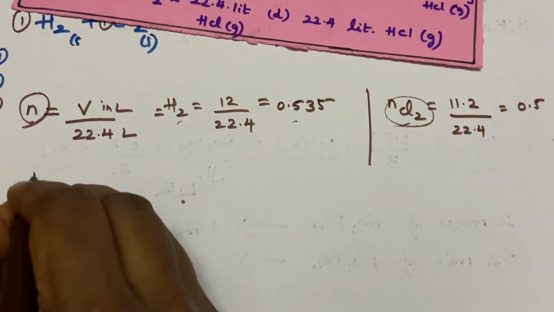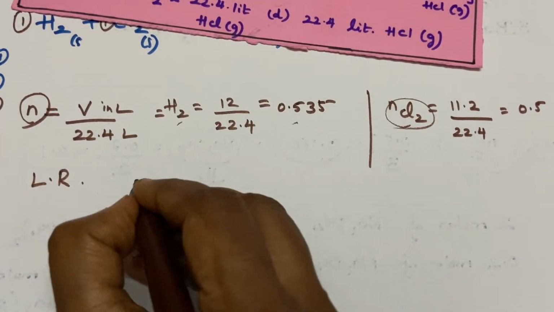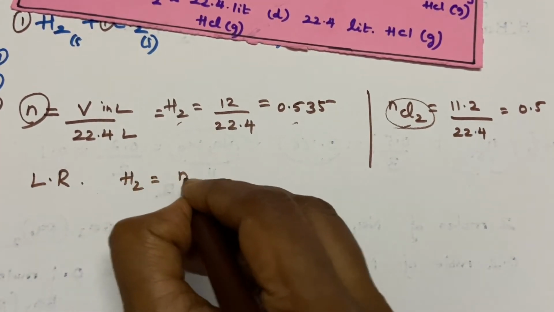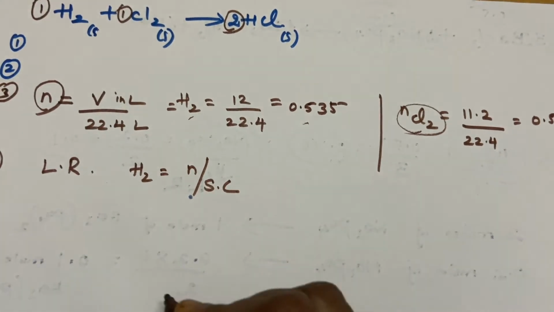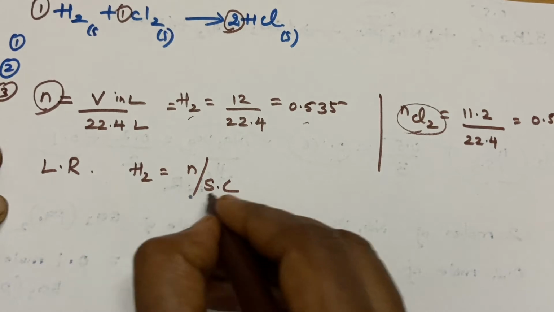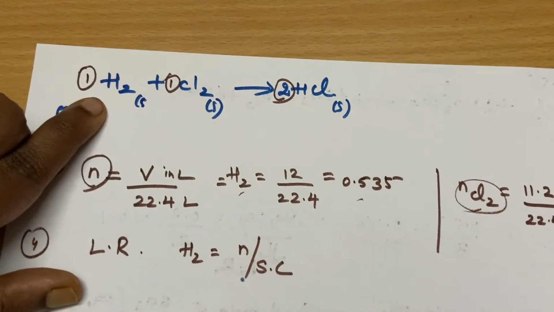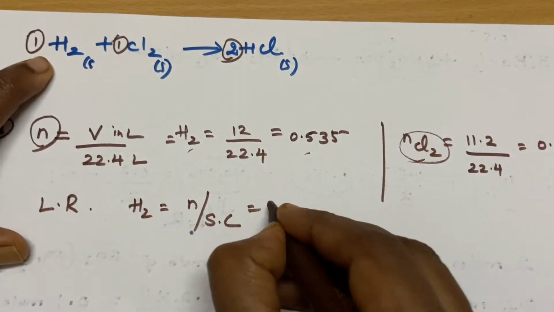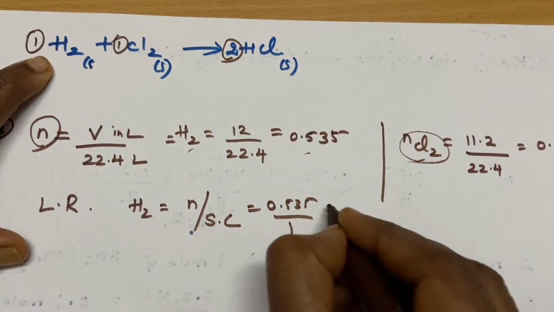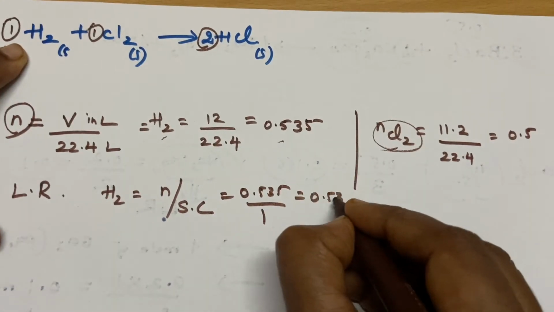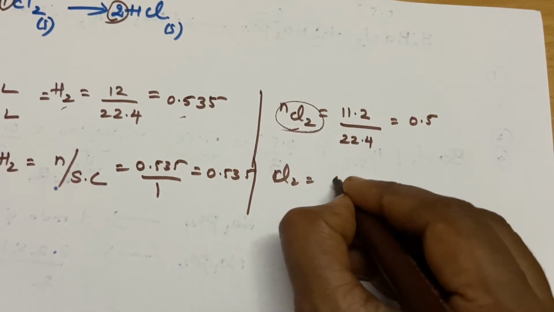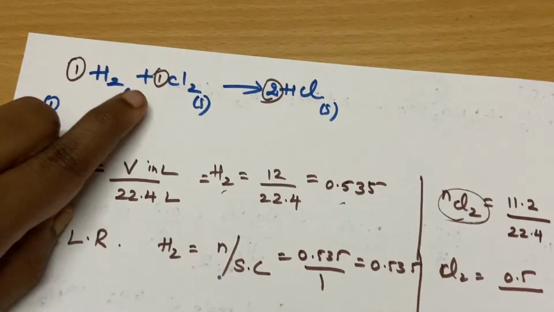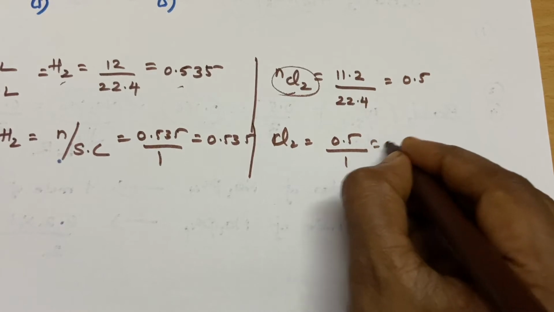So now I have to find out the LR. For LR, what do I have to do? I have to find out this moles divided by stoichiometric coefficient ratio. Here the stoichiometric coefficient for hydrogen is 1. So 0.535 divided by 1 is the same as 0.535. Okay, for chlorine, 0.5 divided by 1, since here also the stoichiometric coefficient is 1, so the same answer.